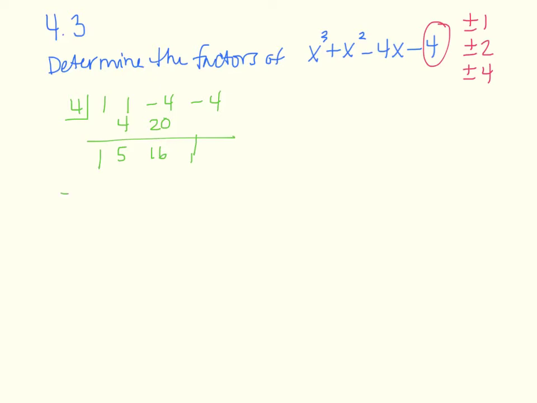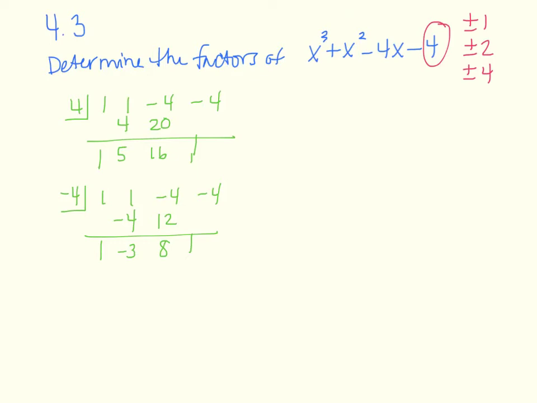Let's try negative 4. 1, 1, negative 4, negative 4. This is 1. 1 times negative 4 is negative 4. 1 plus negative 4 is negative 3. Negative 3 times negative 4 is positive 12. And negative 4 plus 12 is going to give me 8. Again, not going to work.